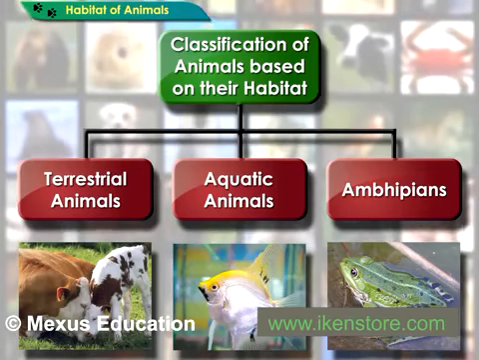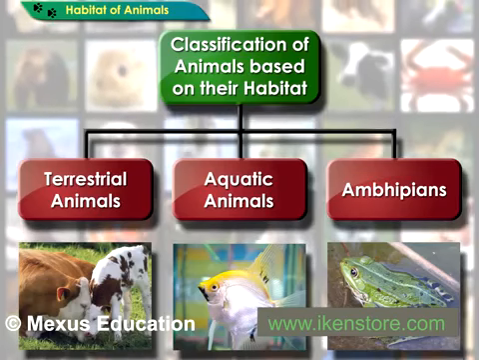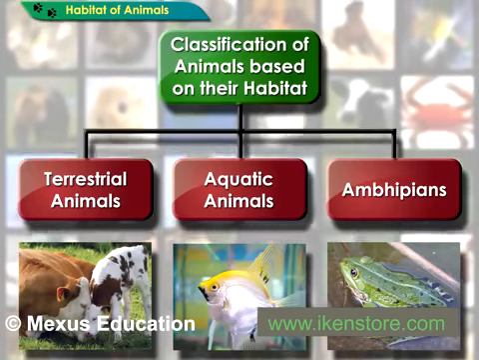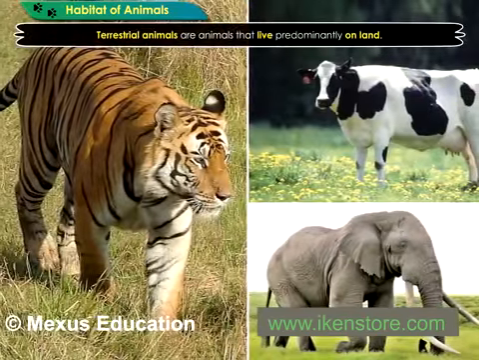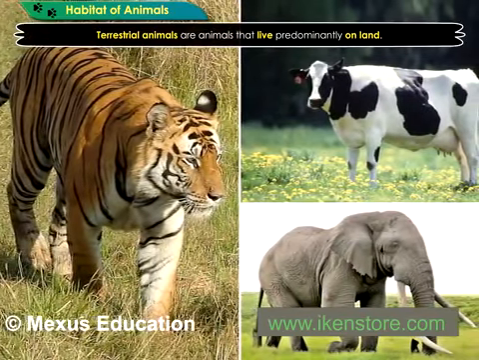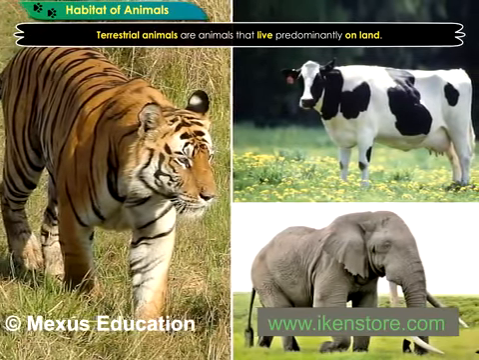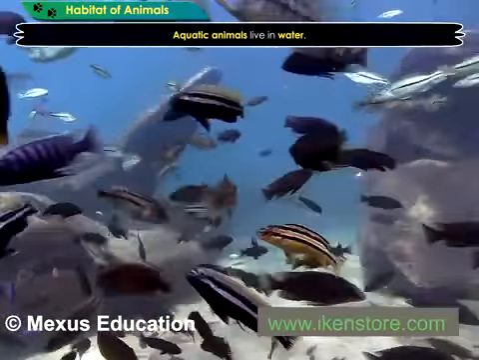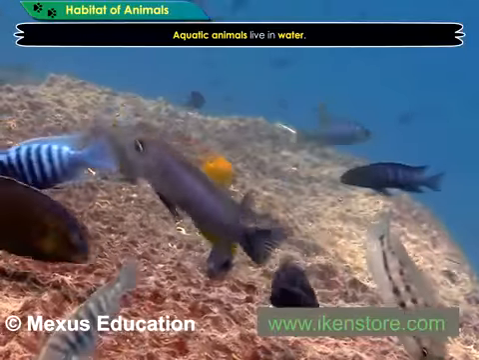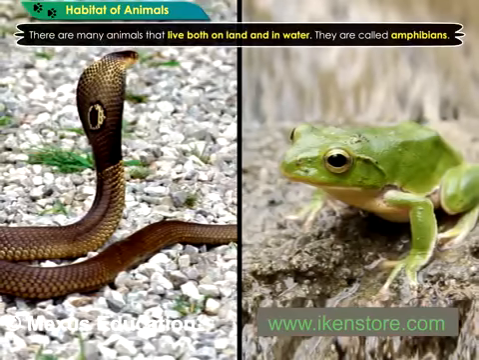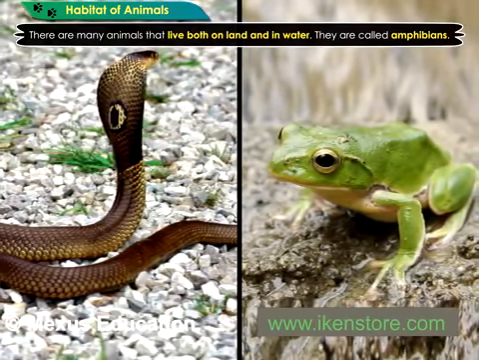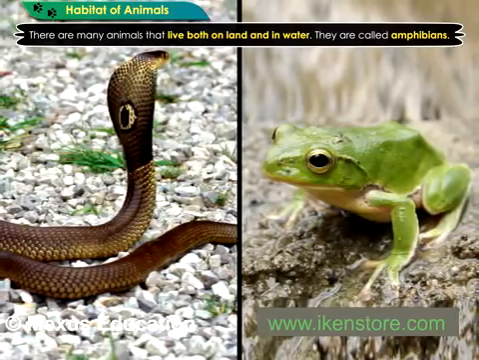Depending on their habitat, animals can be classified into different types. Terrestrial animals are animals that live predominantly on land. Aquatic animals live in water. There are many animals that live both on land and in water. They are called amphibians.